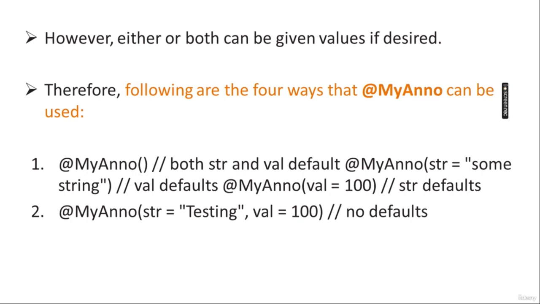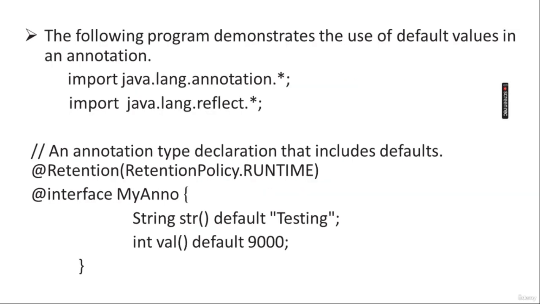Following are the four ways that MyAnno can be used. First is @MyAnno, with both str and val default. Then @MyAnno(str = "some string"), with val default. Then @MyAnno(val = 100), with str default. Then no default, like @MyAnno(str = "testing", val = 100). Now we will see how to use default values in detail.